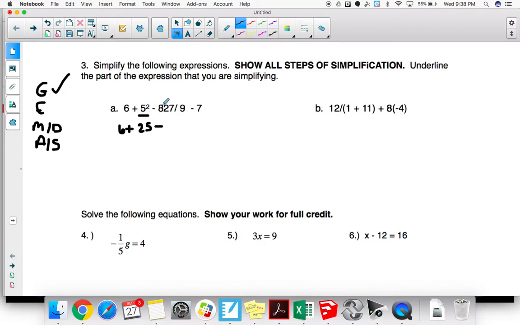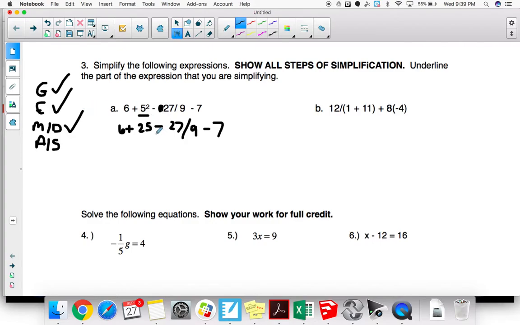Oh, that is a typo. That 8 shouldn't be there. Sorry about that. So minus 27 divided by 9 minus 7. Okay, so now let's look at what would come next. We took care of exponents. Multiplication and division will come next.